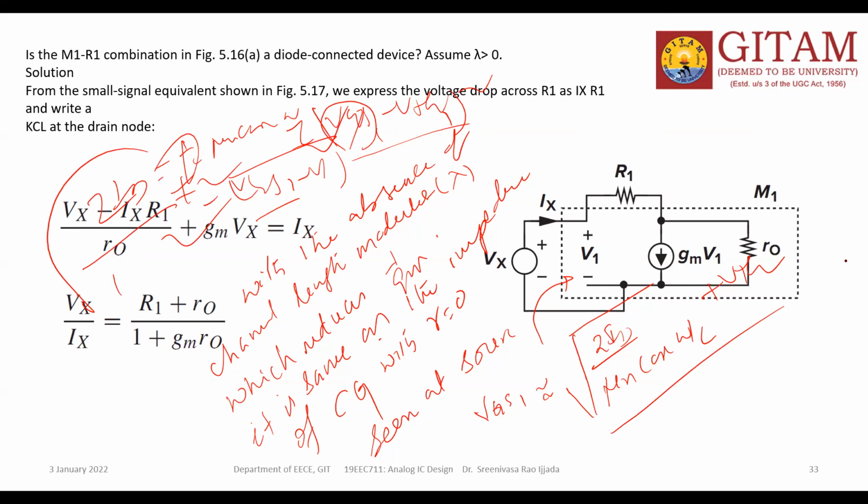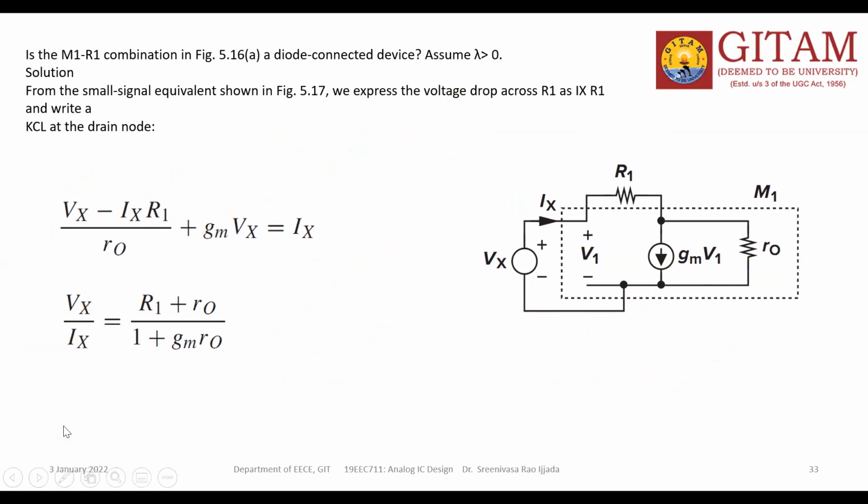This is the large signal analysis. This is the small signal analysis. Since both are matching, I can say this is a diode connected configuration. Even though R1 is connected, it is still maintaining the diode connected configuration. Got my point? Don't show your blank face when I ask the question.